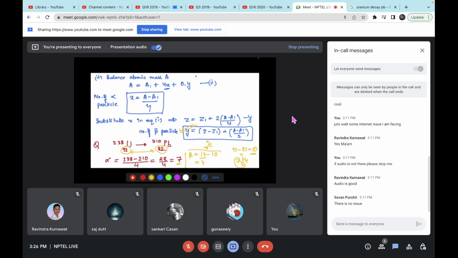So you can also do it in this way. Just find out what should be the actual difference when we know the number of alpha particles, and after that you can subtract it from the difference we actually observe. Okay, so this is the number of beta particles. Or simply you can do it from here also by following the formula.